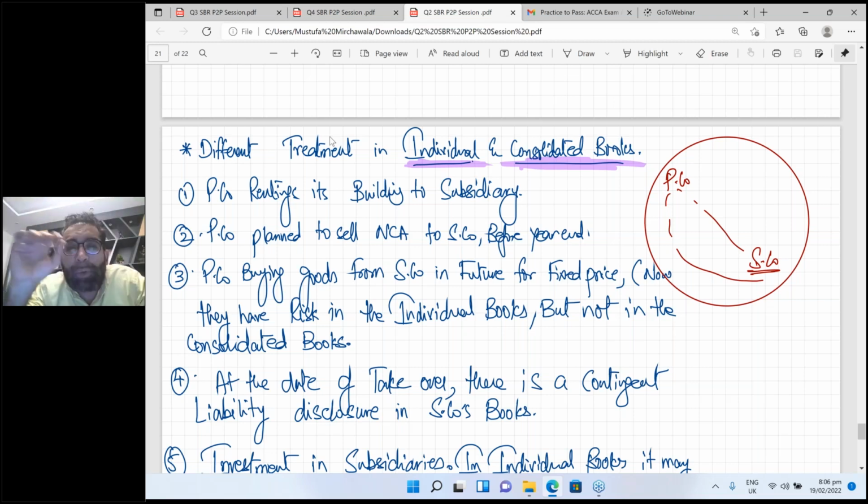Number two, you have to book certain depreciation as well, because in the individual books, the day you classified this asset as held for sale, you stop booking depreciation. But for the consolidation purpose, this is a normal non-current asset. So in that case, you have to book some extra depreciation as well.